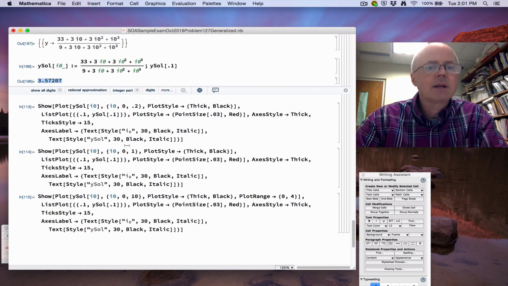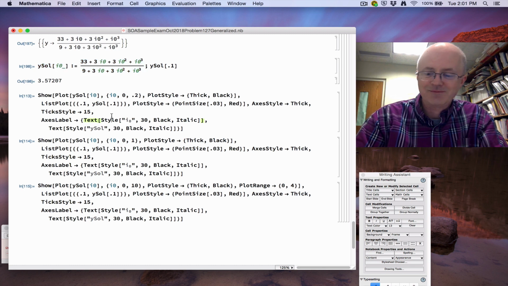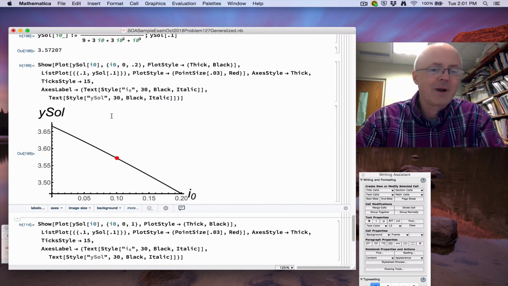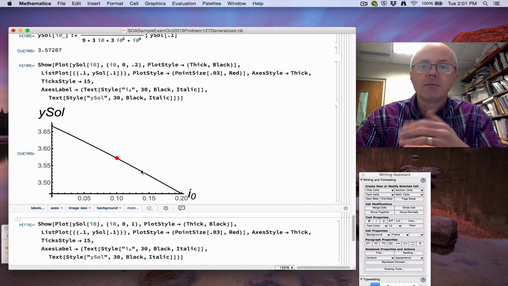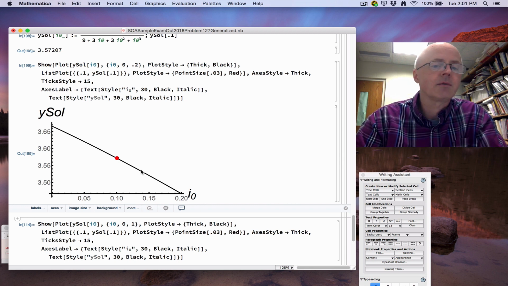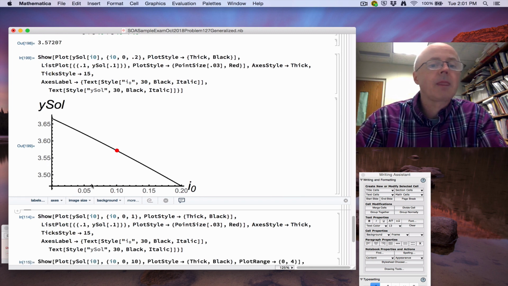A few more graphs we could consider making. We could graph this function as a function of I0. So when I0 is 0.1, for example, we see the solution here is close to 3.57. If the I0 were larger to start with, the solution for this minimal value of y to make the second derivative 0 is lower. This graph is decreasing. And if I0 were smaller, then the value of ysol would be higher.